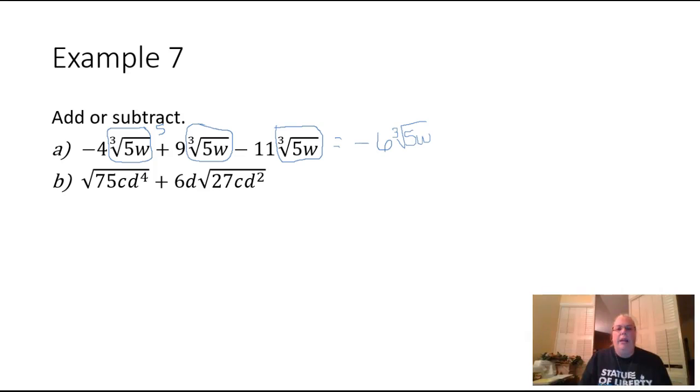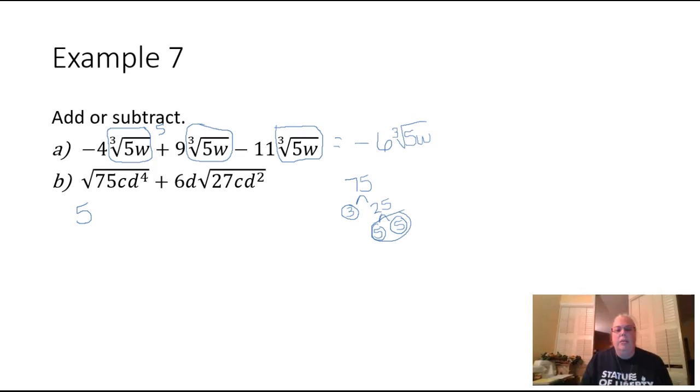All right, so what we're going to have to do is come over here to the side. I'm going to look at 75 and break that down. I know that 75 is actually 3 times 25. And 25 is actually 5 times 5. And since this is a square root, my index is a 2, which means I'm looking for pairs, and I actually have a pair of 5s. So I can bring that 5 out in front.